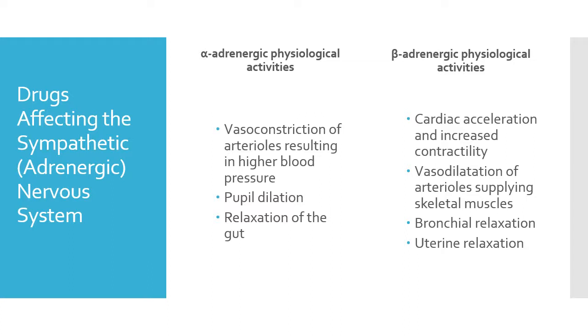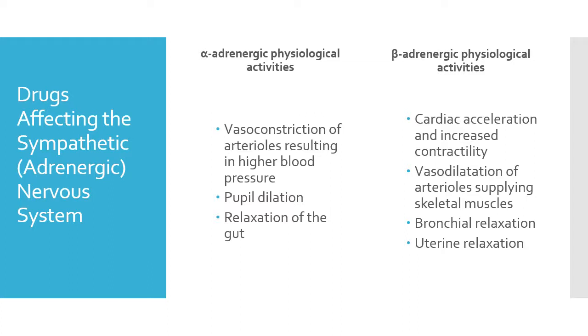We further simplify or further break down adrenergic responses and activities by looking at whether it's alpha or beta. An alpha adrenergic physiologic activity includes vasoconstriction of the arterioles, which is going to result in higher blood pressure. We see pupil dilation and relaxation of the gut. Beta adrenergic physiologic activities include cardiac acceleration and increased contractility, and vasodilatation of the arterioles that supply the skeletal muscles. We see uterine and bronchial relaxation as well.